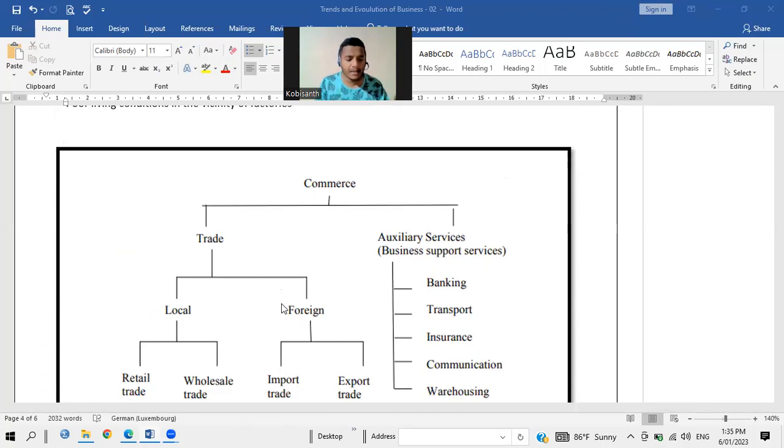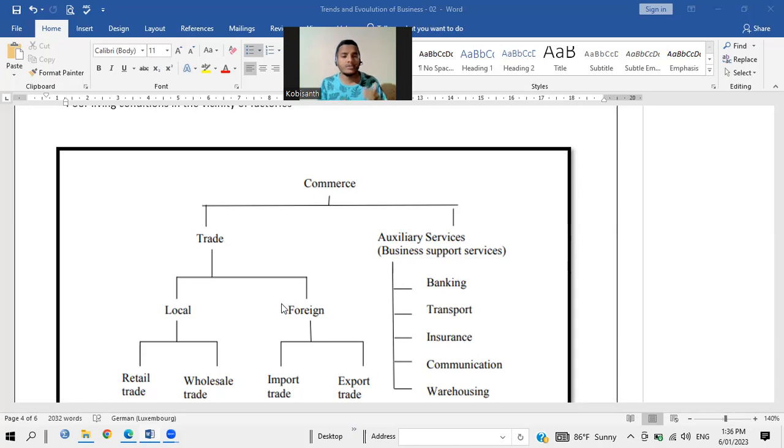Let's take a very simple example. You walk on the road, you feel thirsty, you go to a retail shop, you buy a beverage, you quench your thirst, while you pay him in return. So that's a trade. Buying and selling is involved. You buy, the person is selling to you. All right. So this is happening within one particular region or one particular country. So that's called the local trade.